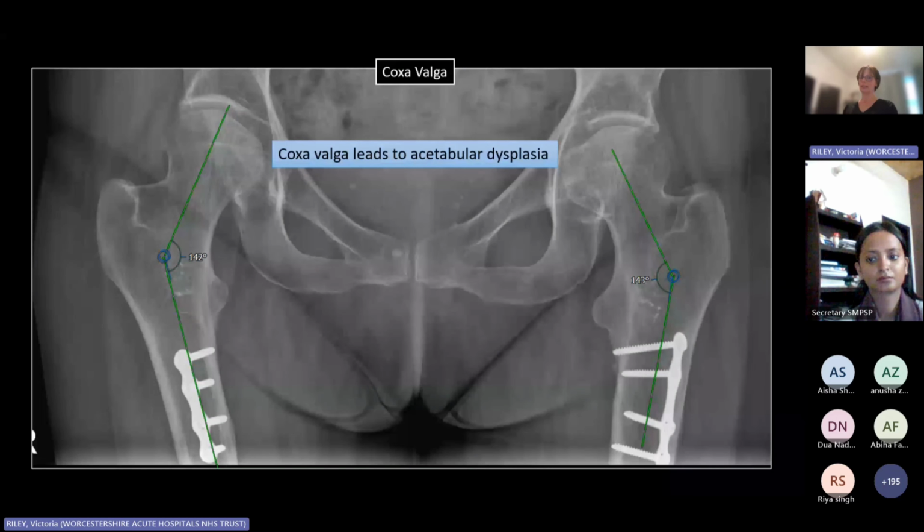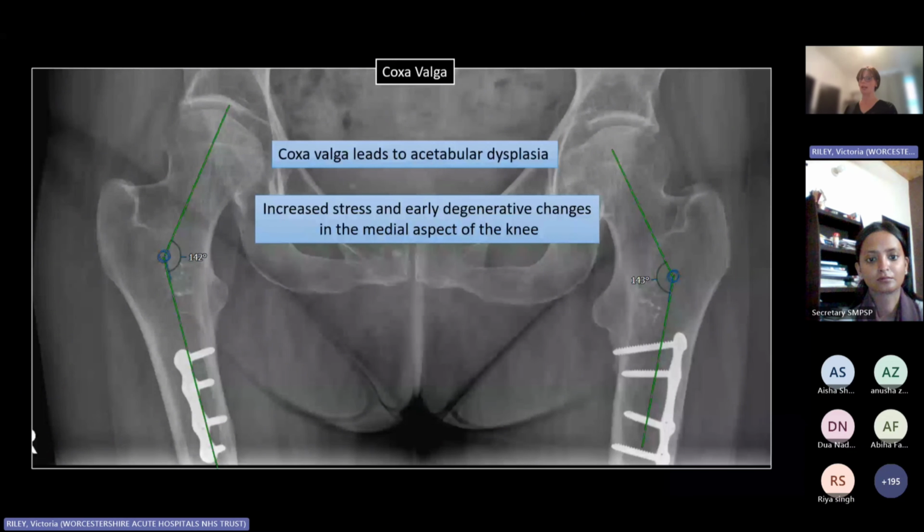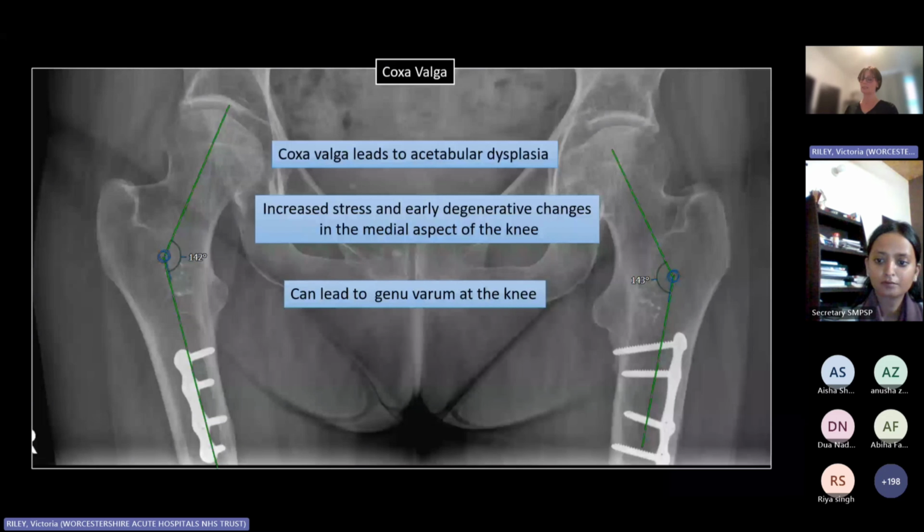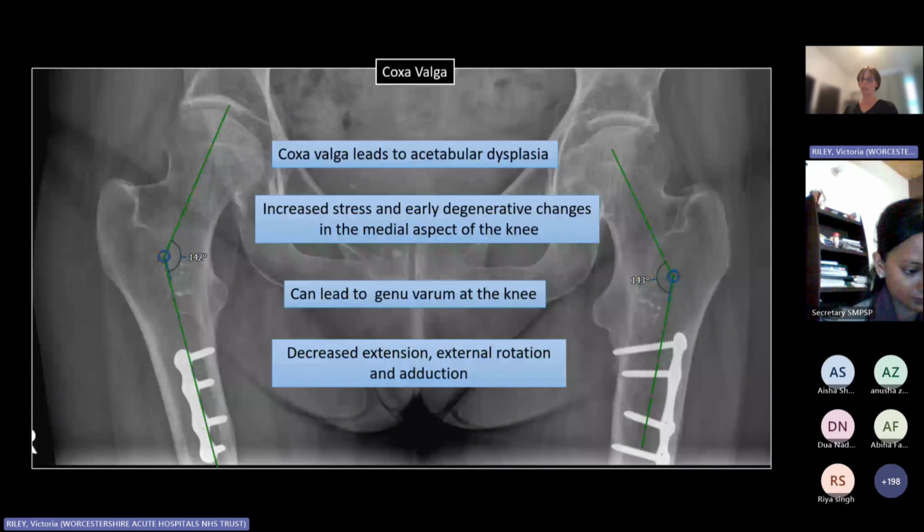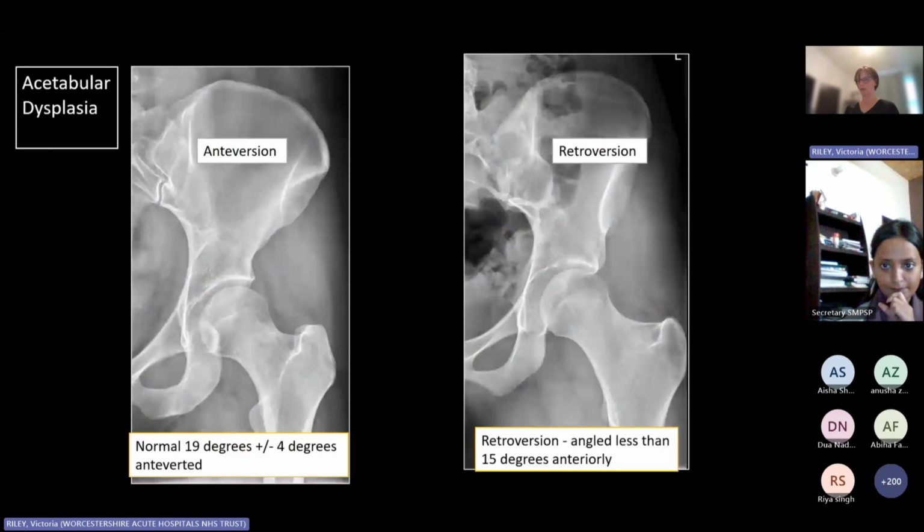So coxa valga can lead to the patient having an acetabular dysplasia. It will increase the stress and early degenerative changes within the medial aspect of the knee and can lead to genu varum deformities at the knee. The patient may have decreased extension, external rotation and adduction. So that's a deformity of the proximal femur. The patient may also, or instead, have a dysplasia of their acetabulum.